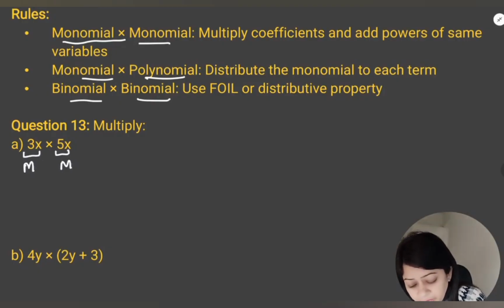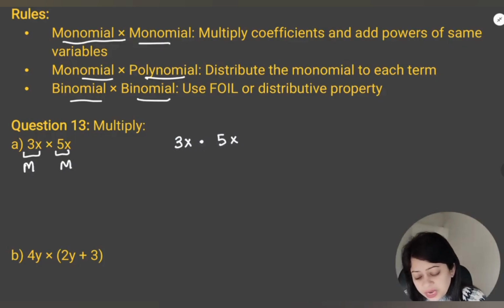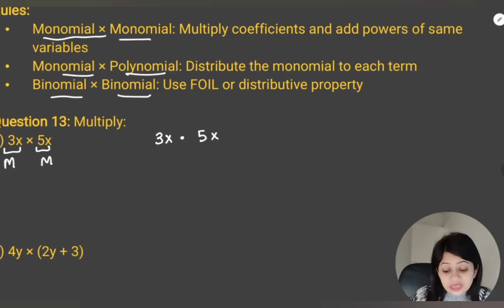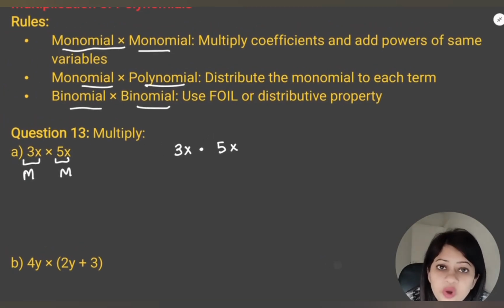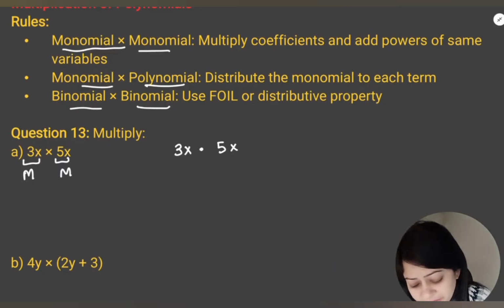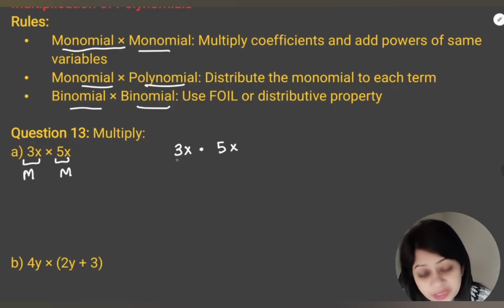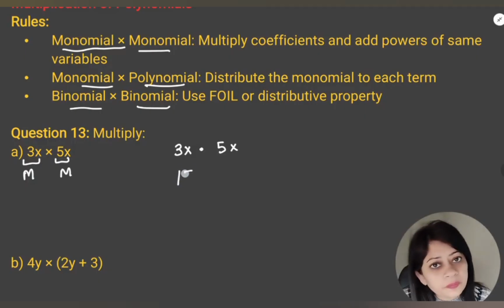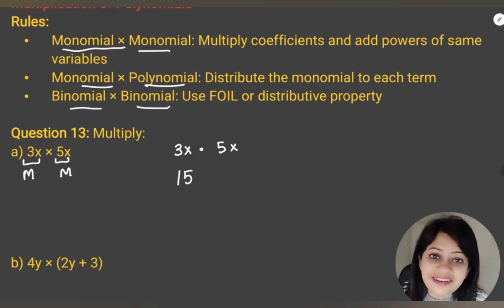And we are multiplying a monomial with a monomial, right? I just wrote multiplication as this dot because I don't want you to get confused with the x and the multiply sign, okay? Now you need to understand, whenever you multiply monomial with monomial, always multiply the coefficients first. What is the coefficient of this x? 3. What is the coefficient of this x? 5. What is 3 multiply 5? 15.